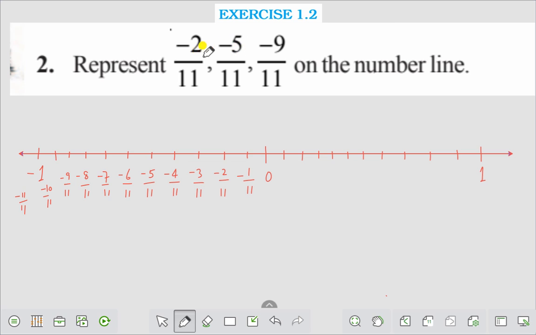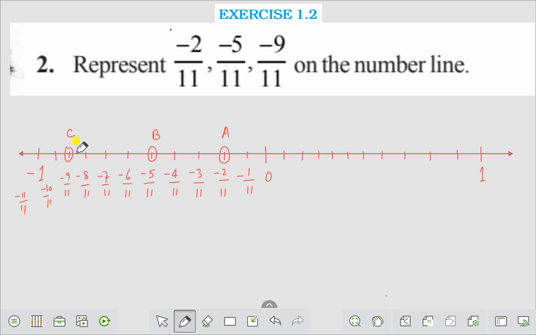Now represent the value minus 2 by 11. This one is minus 2 by 11. Suppose this point is minus 2 by 11. Minus 5 by 11: you see this is minus 5 by 11. That means this point, that is B, is minus 5 by 11. And minus 9 by 11: here you see minus 9 by 11 is this point, that is C point.